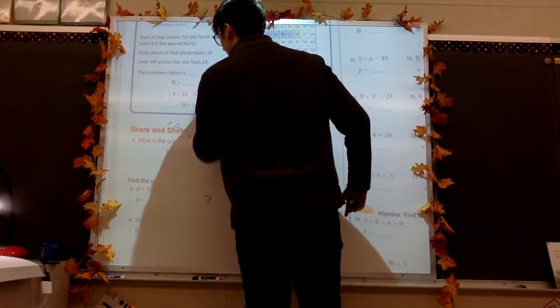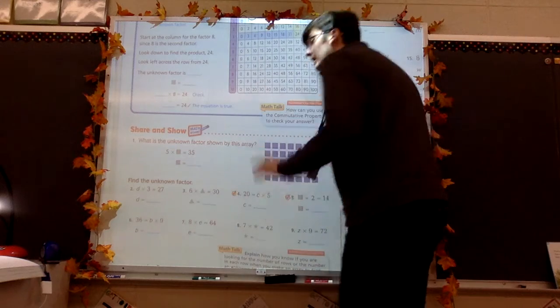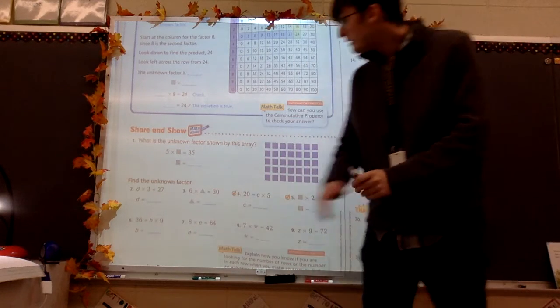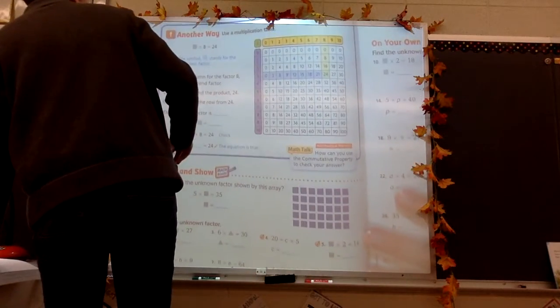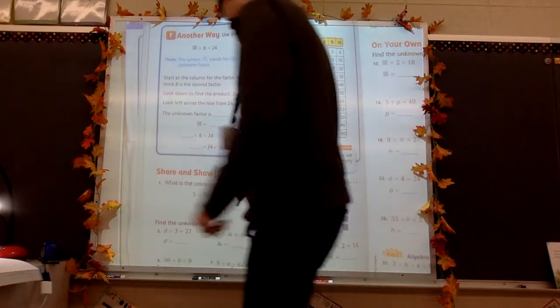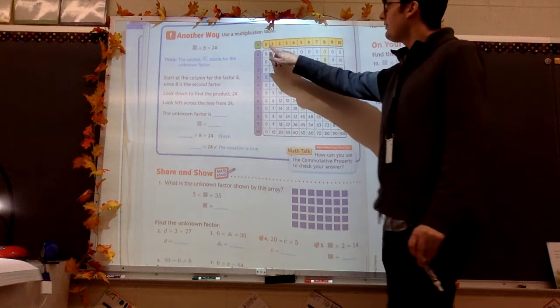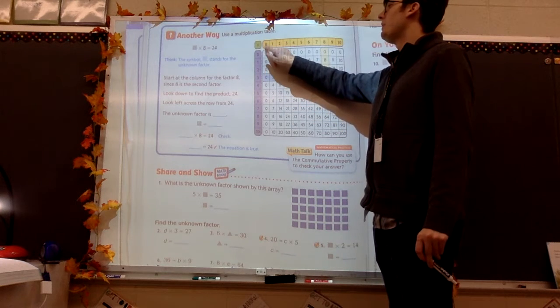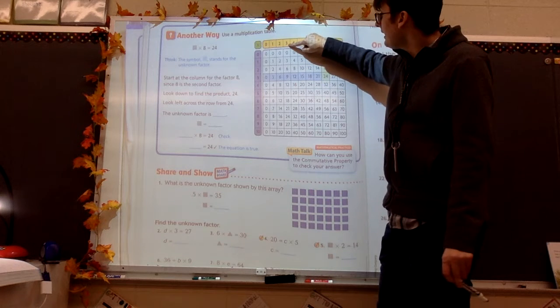So, on the problems down below, question number 2, D times 3 equals 27. We're going to go back up here to the table and use this to help solve it. So, we know that we have 3, right? On the very top row, the yellow row, we will go over to the number 3, okay? So we have 3 right here.